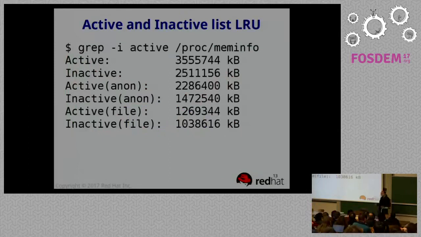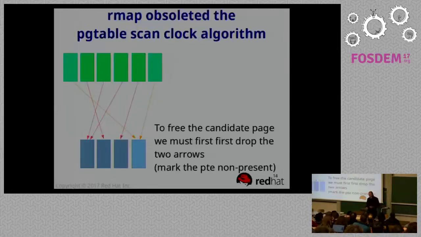You can see the active and inactive lists in /proc/meminfo. And of course, now there are more than just two. There is also one for anonymous and file-backed mappings. So these days we added more little lists. But the idea still works very similarly in detecting the working set.